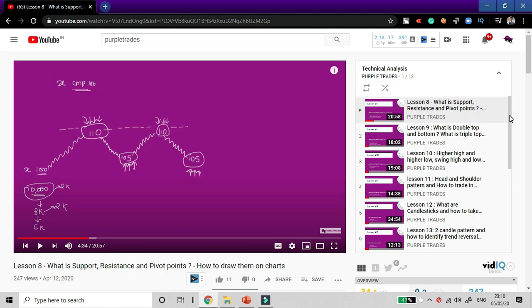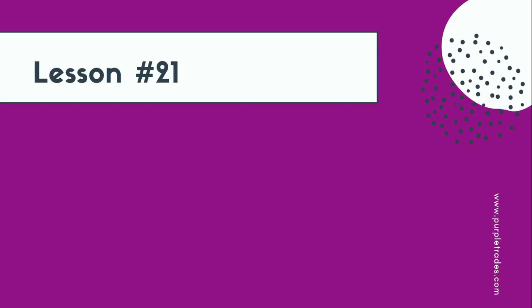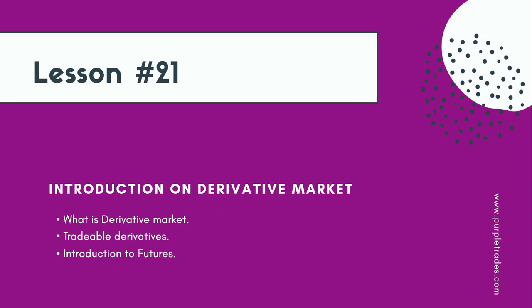Now from today onwards we are starting lesson 21 and this is a new beginning to the derivative segment. From today onwards we will be talking in detail about Indian derivative markets or equity derivative markets. We are going to see what the rules and regulations of the derivative market are and how it can be combined with technical analysis to make profits in stock markets. So without wasting much time, let's start.